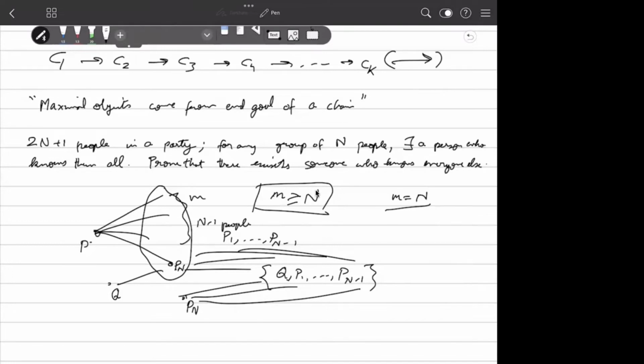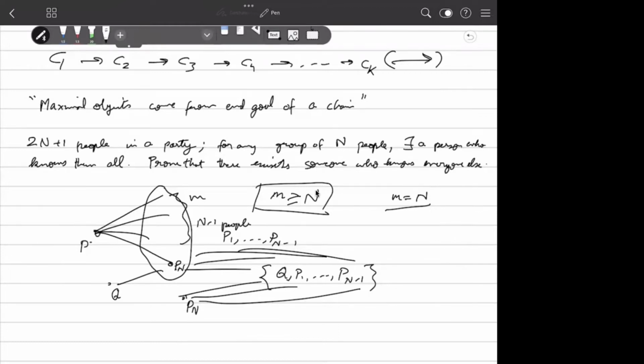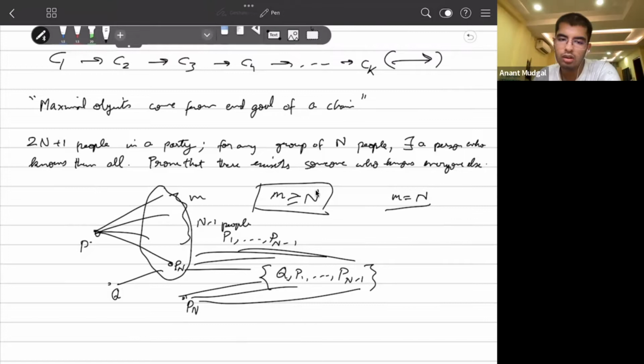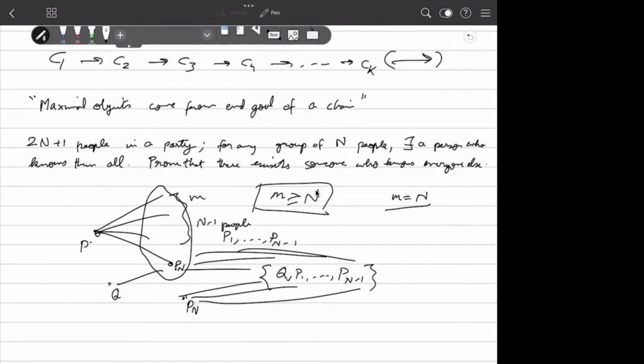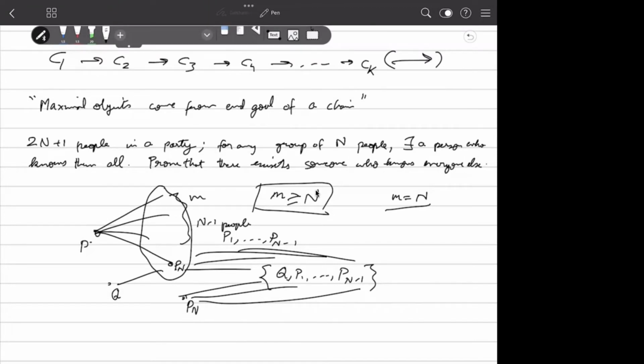Can't we just take everybody from P1 to Pn minus 1 and P? Then there exists a person who knows all of them, right? Yes, but that person only knows n people. That person also knows P. So it restricts it to be Pn.